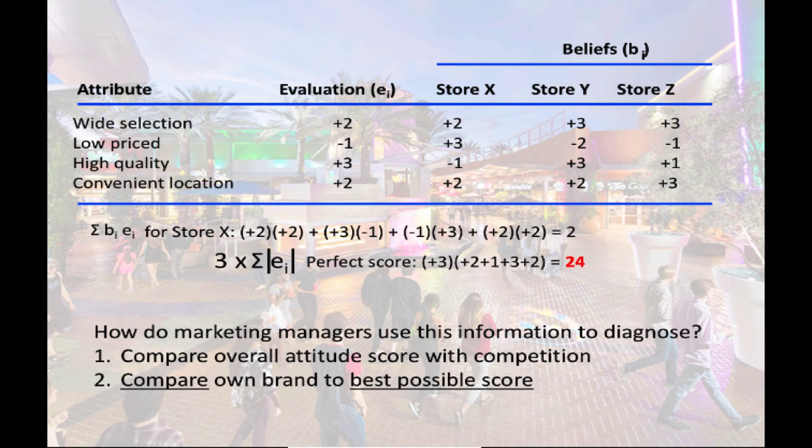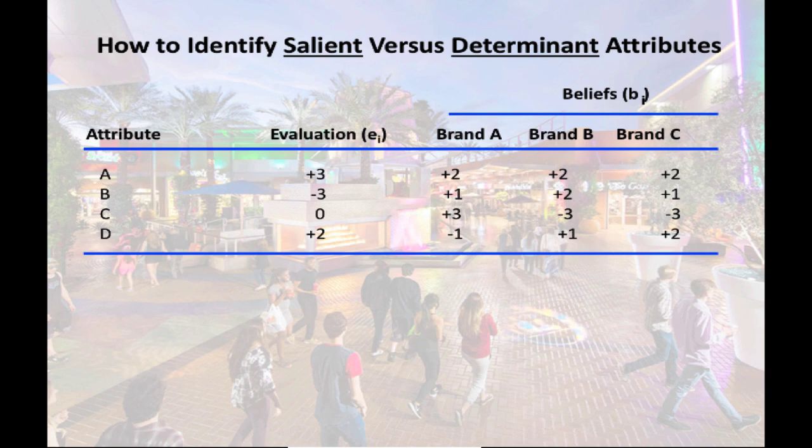Now we're going to talk about how to identify salient versus determinant attributes. And this is important because this plays a role in identifying which attributes to focus on to change in order to improve consumer attitudes toward your brand. So here we have a set of information about consumers' evaluations and beliefs about a set of brands. Attribute A, B, C, and D.